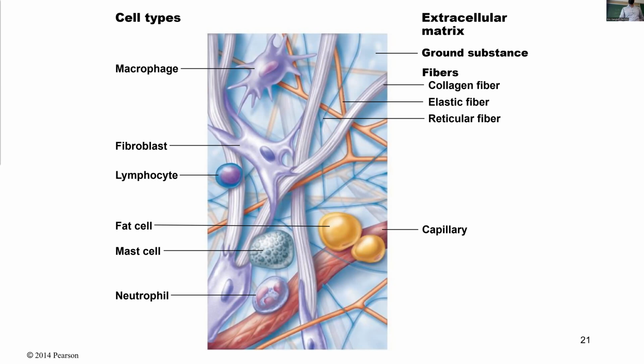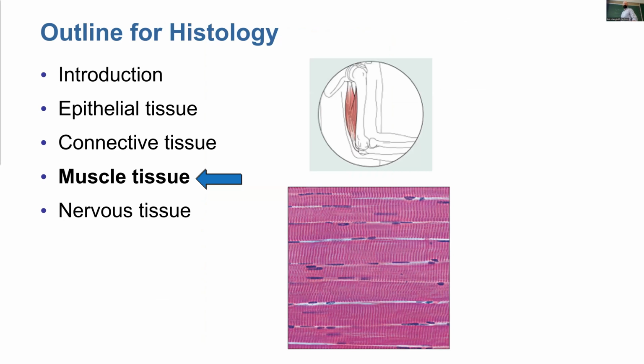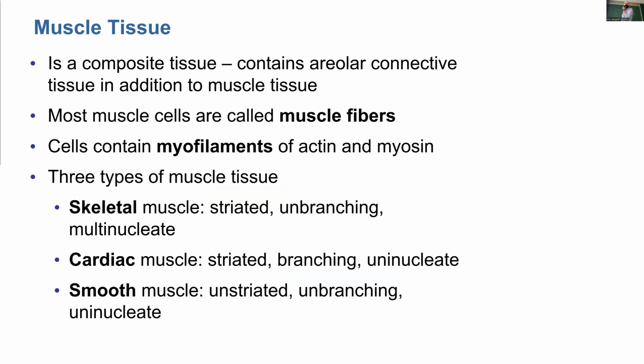Sweet. Let's talk about muscles. Very briefly, I want to introduce you to muscles. What I want to remind you is that muscle tissue is a composite. So it's composed of muscle cells, but also areolar connective tissue, for example, that forms the sheaths around your muscle bundles, as well as attaches your muscles to each other and to bones and things like that.